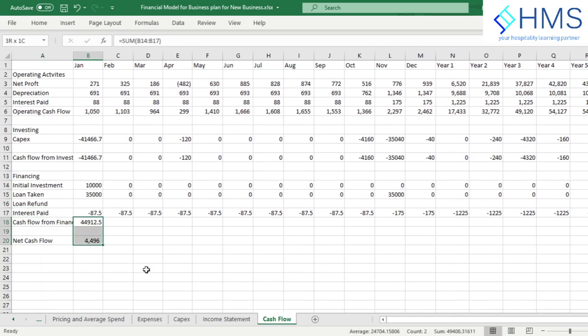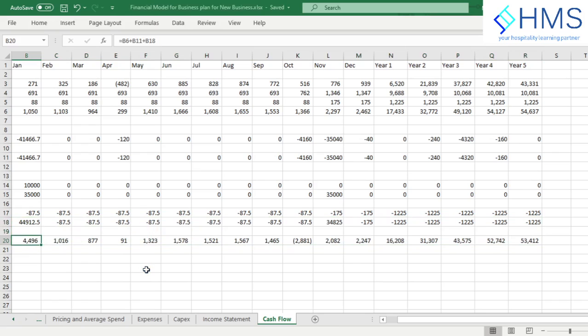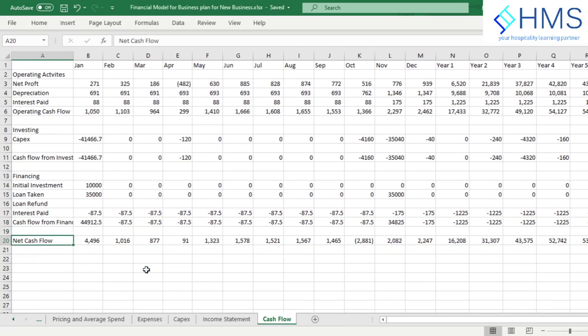Then we know how much we are spending. Are we negative any month? No, we are not negative any month. This is the total, so accumulated cash flow, cash balance is going to be this plus this.